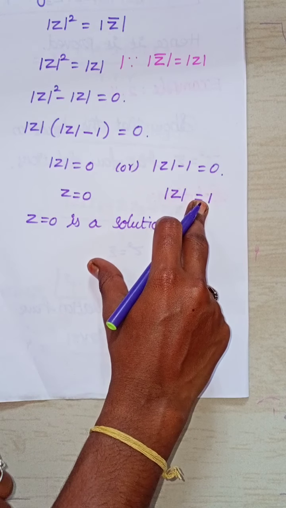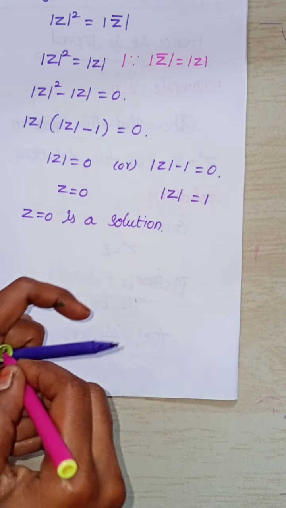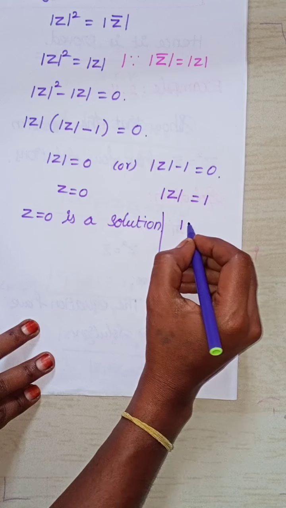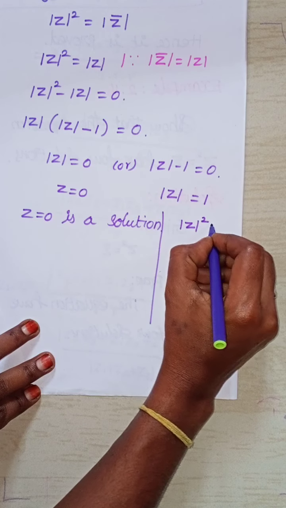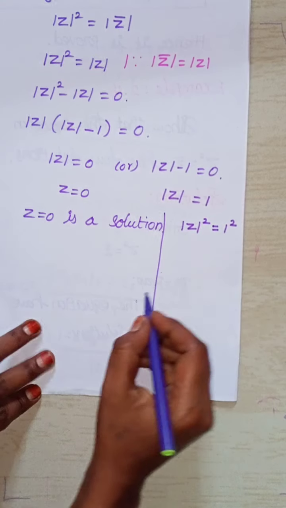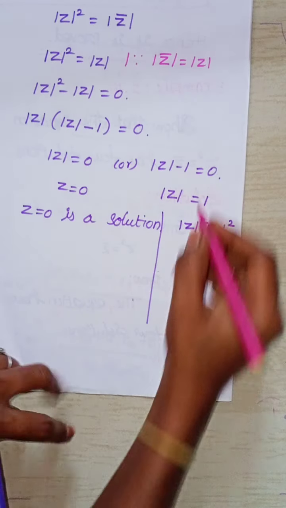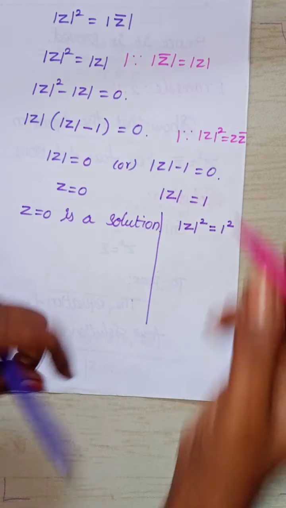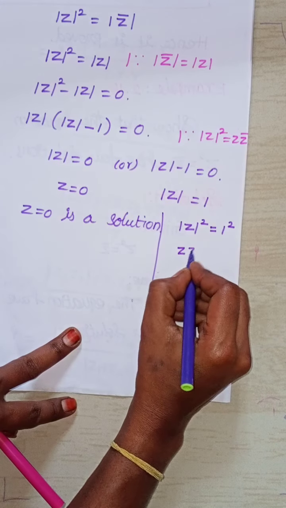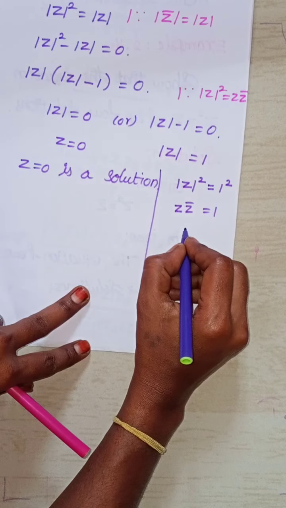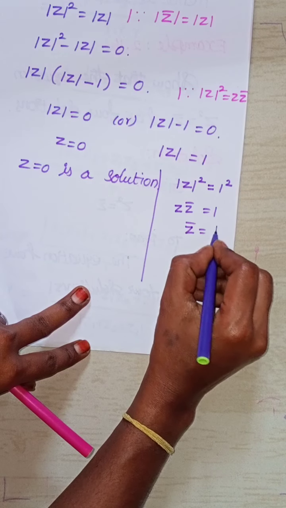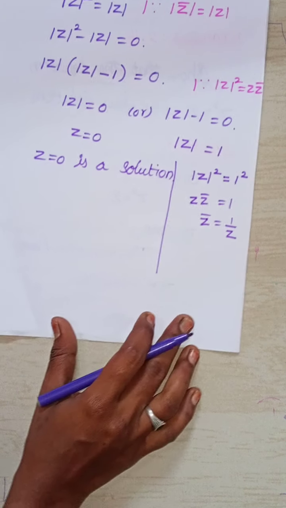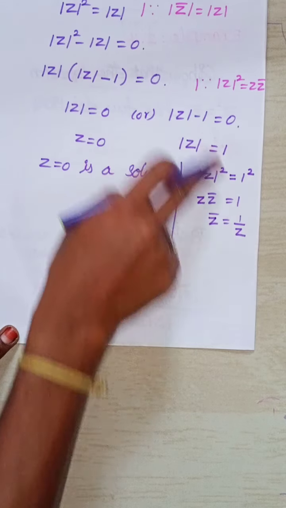And then modulus of z is equal to 1 exists. Taking squares, modulus of z squared is equal to 1 squared. We know that modulus z squared can be written as z z bar, so z bar which is equal to 1 by z. Z bar equal to 1 by z. The second result is over.